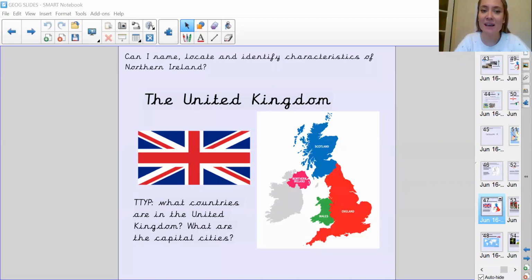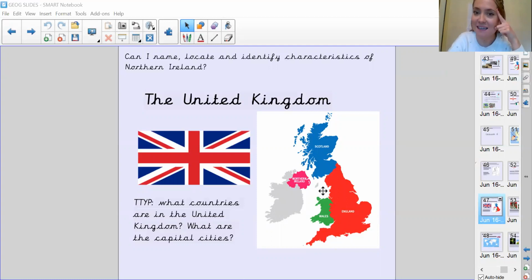Okay, so can you tell me what this is a map of? That's right, the United Kingdom. Good. So can you tell me what countries are in the United Kingdom? Good, we have Scotland, England, Wales and Northern Ireland. Now, can you tell me what's the capital city of England? That's right, London.